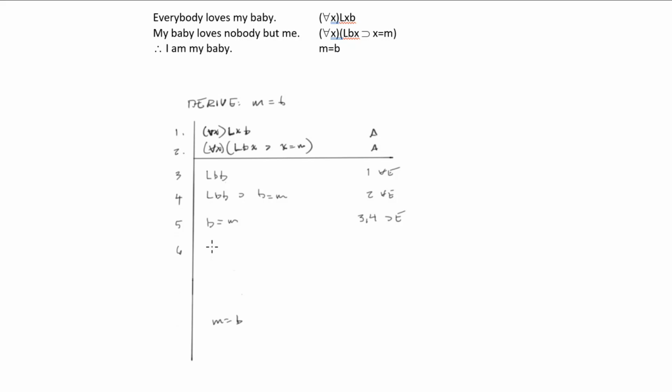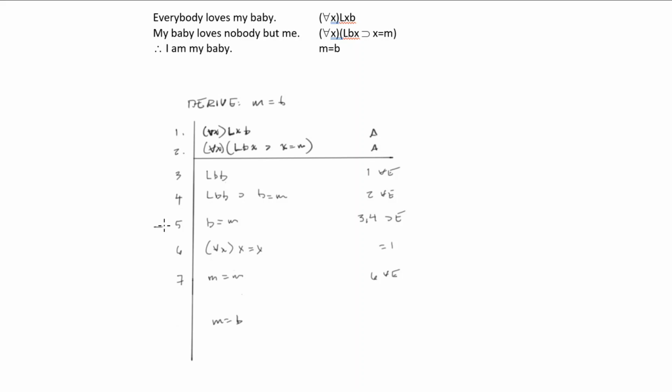Line 6 would be an application of identity introduction, x equals x. That's how you cite identity introduction. We don't use line numbers. It takes no line numbers as input. And then what we're going to do with line 6 is instantiate it. We can instantiate it to any name. We could instantiate to B or M. Just for interest, I'm going to instantiate to M. So line 6, universal elimination.